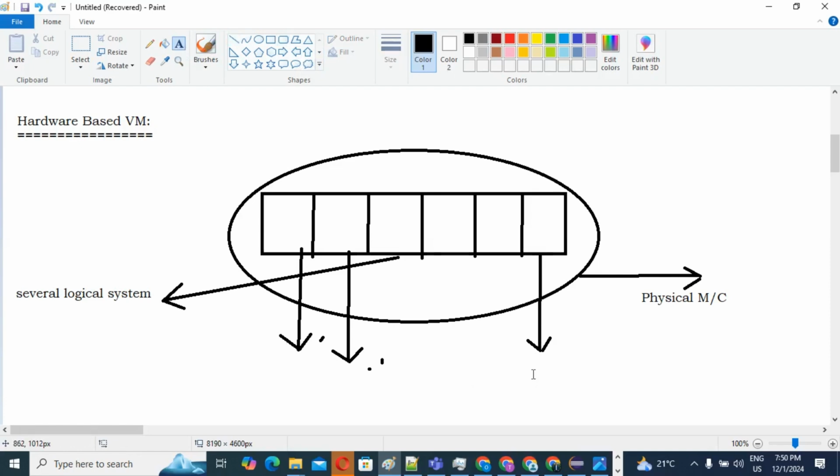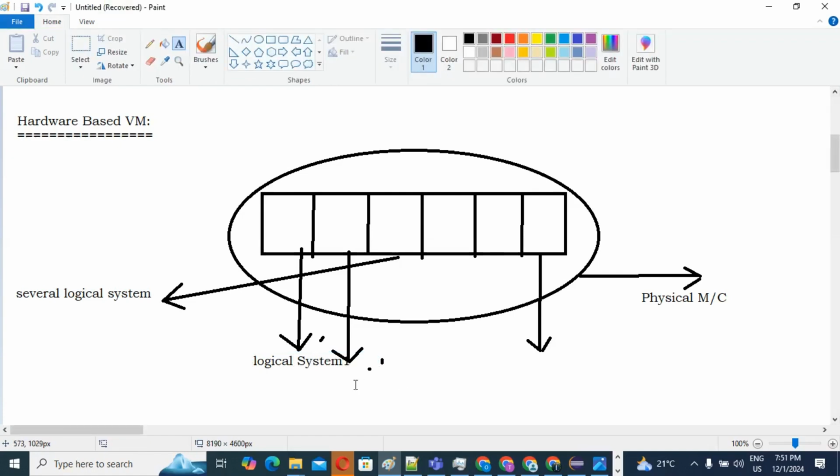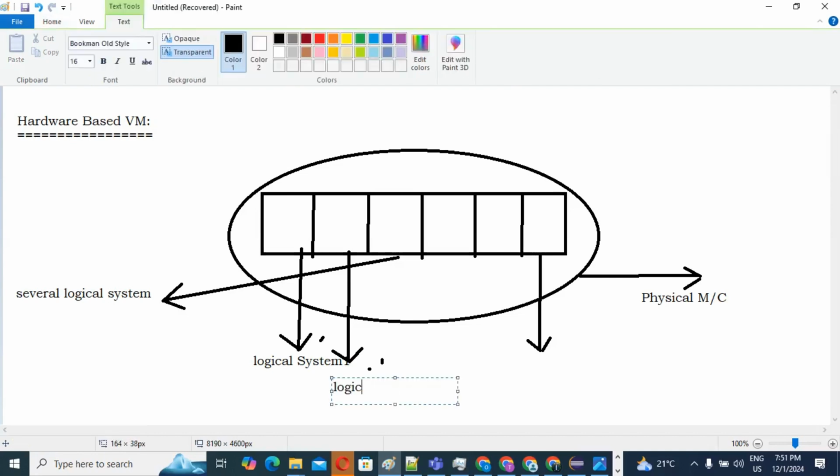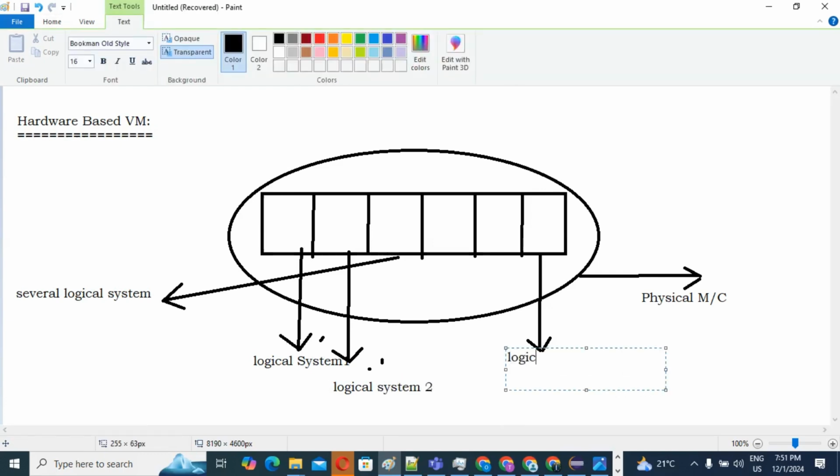Also, you can say this is logical system 1, logical system 2, and in the same way, this is our logical system N, right? Okay. So guys, what did you understand here?